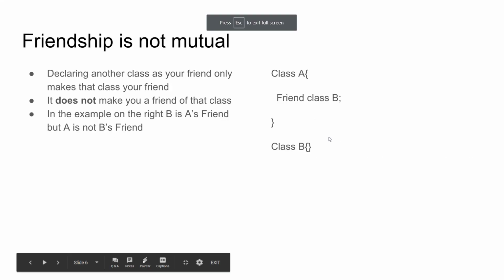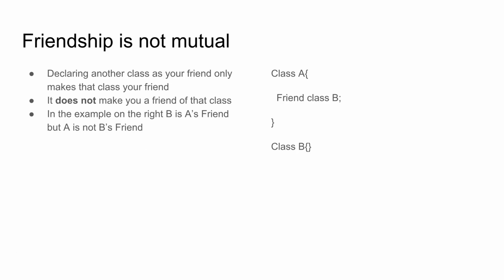But friendship isn't mutual. Just because you declare someone to be your friend doesn't make them say that you're their friend as well. So if I say B is A's friend, right? A is not B's friend. So B has access to all of A's private members, but A has no special access to B. So be careful with that.